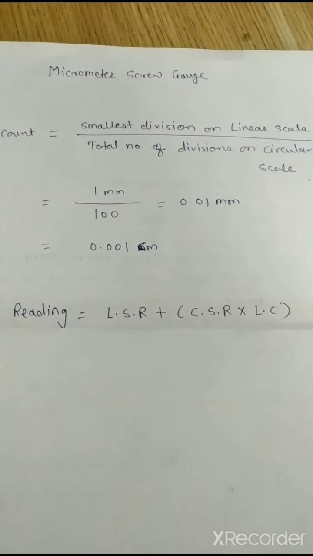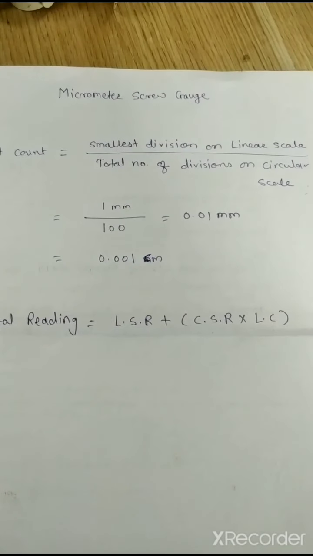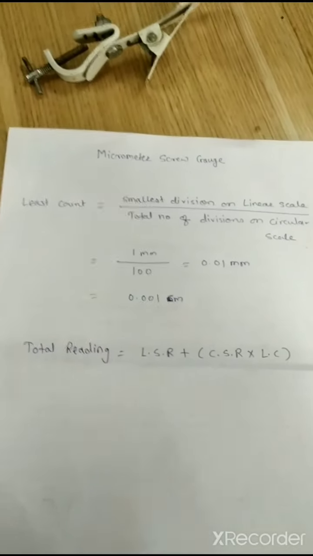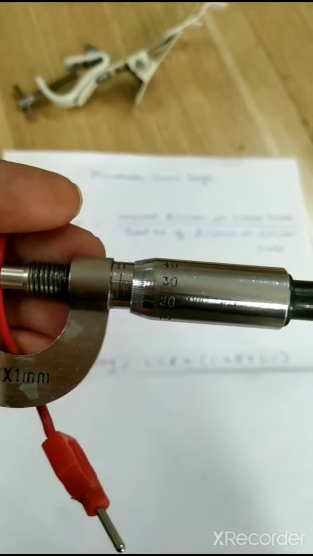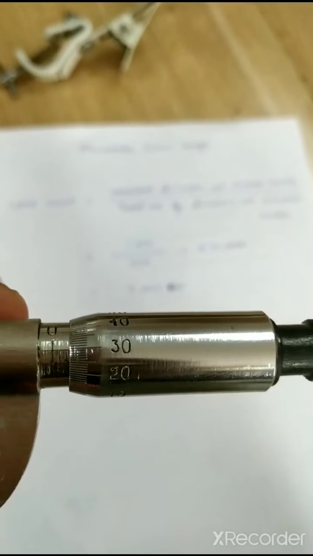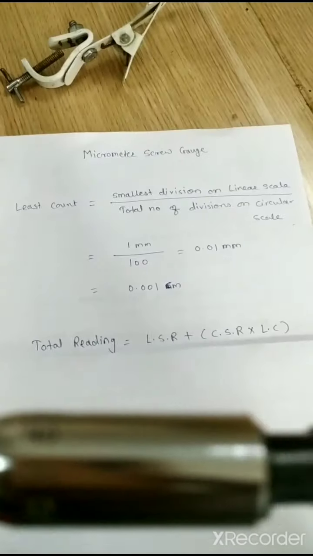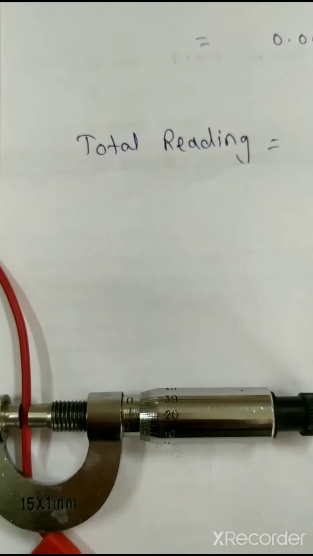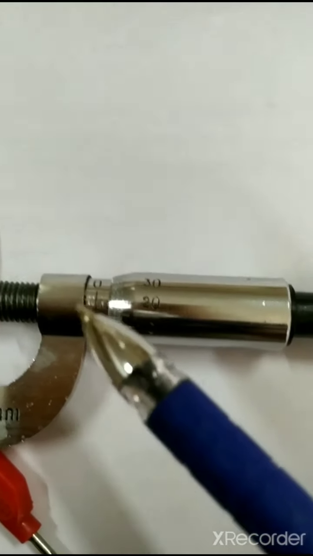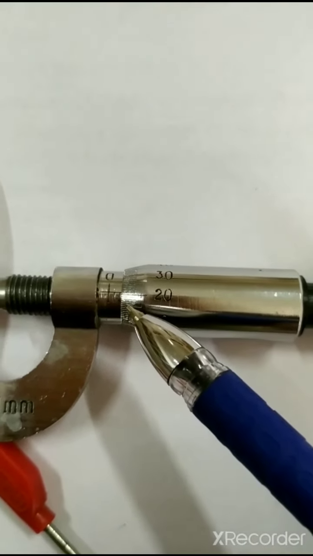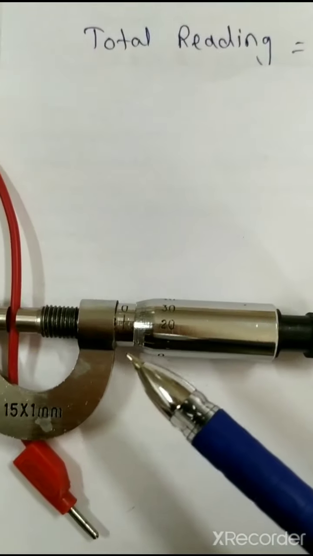So first we have to find the length or diameter of the wire. First hold the wire properly in a micrometer screw gauge and then find out the linear scale reading. See the linear scale reading, see the divisions, that is 1 and 2. So the linear scale reading will be 2. In centimeter we can write 0.2.